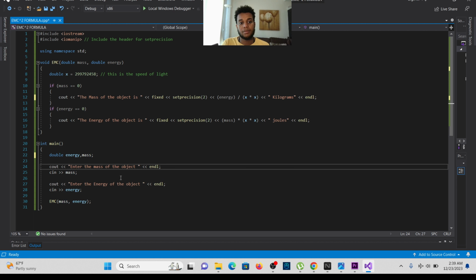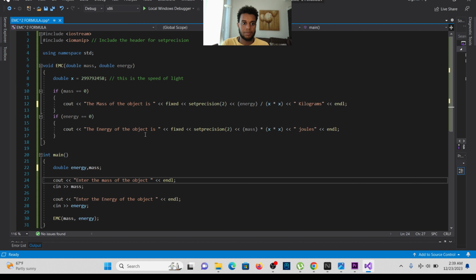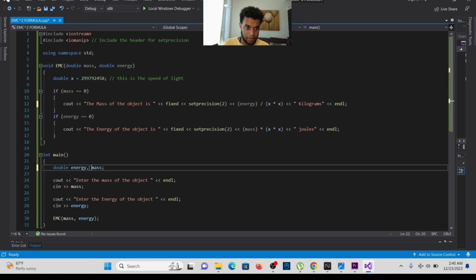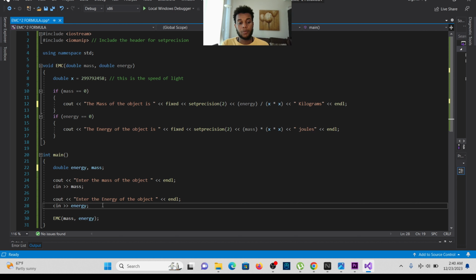So we're gonna ask to enter the mass of the object. Let me zoom the code a bit so you guys can see it a little bit. We're gonna say cin input mass. Then enter the energy of the object, cin input energy. Okay, there's a problem here. But whatever value is zero is the value we're looking for. So if mass is zero, we're gonna be looking for mass. If energy is zero, we're gonna be looking for energy.